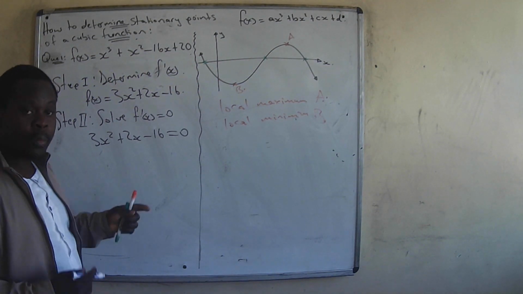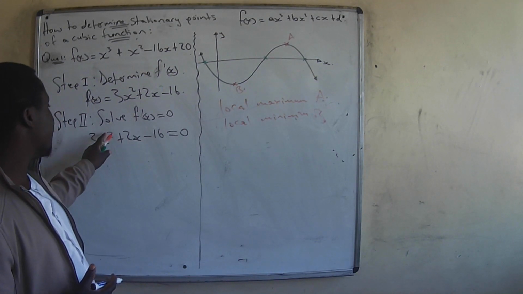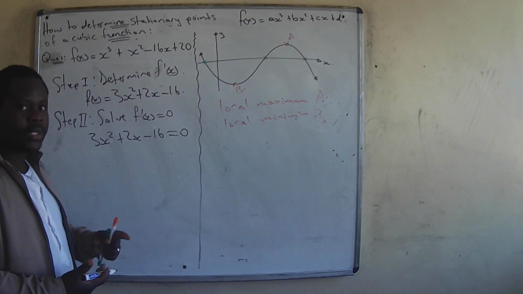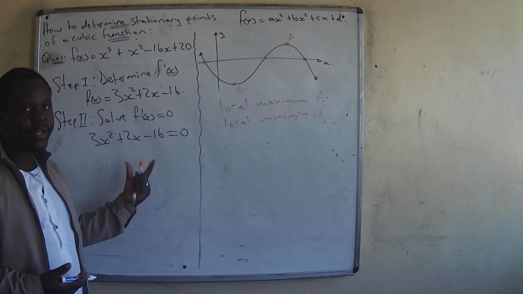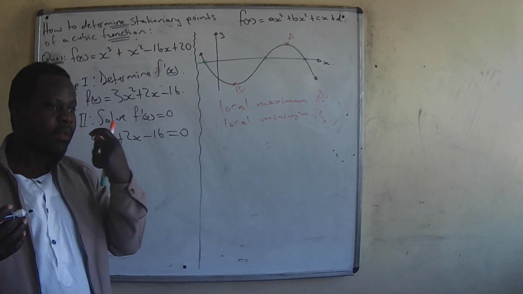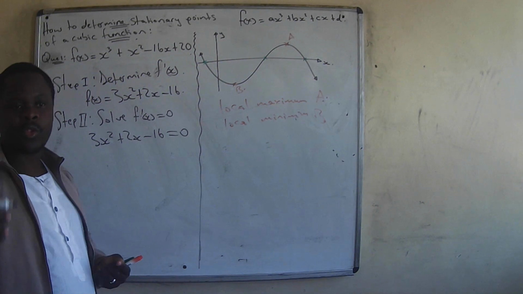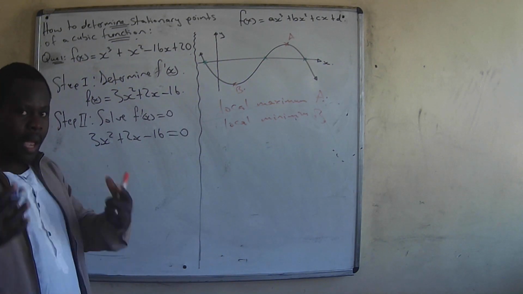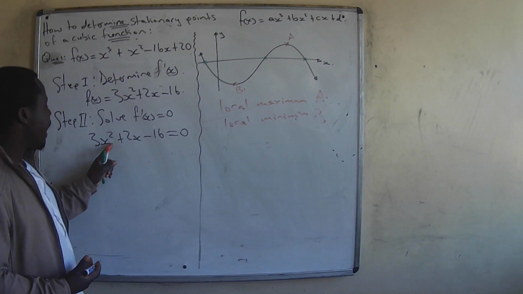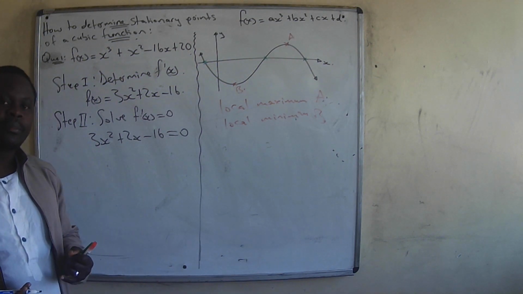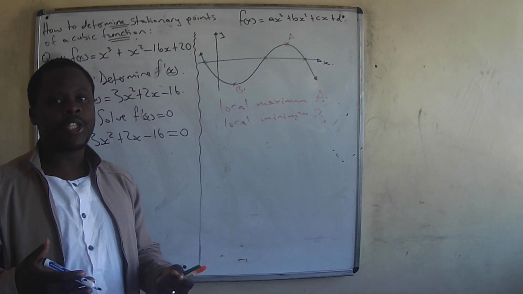Now if you observe properly, our derivative is of the highest degree 2. That is to say, it's a quadratic equation. So for you to solve for x here, you need to know ways of solving quadratic equations. How do we solve a quadratic equation? Quadratic equations are solved by the quadratic formula, or by factorization by inspection, or advanced factorization method.